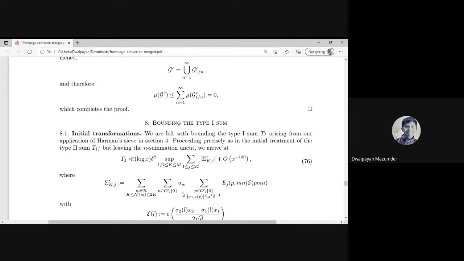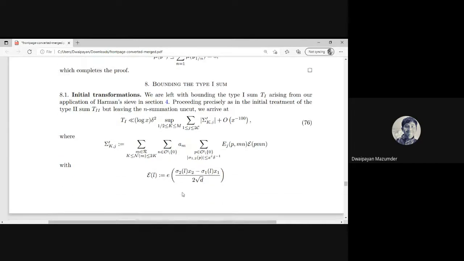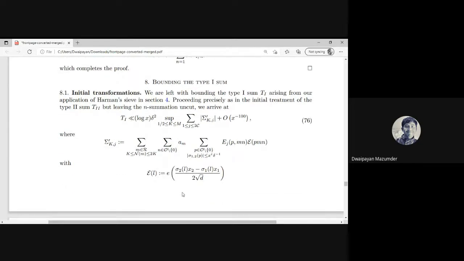Okay. Now the bounding of the type 1 sum is more or less the same, but there are two major changes. One is that you now don't remove that exponential part. Rather, we just use the Poisson summation directly without cutting the n summation range.